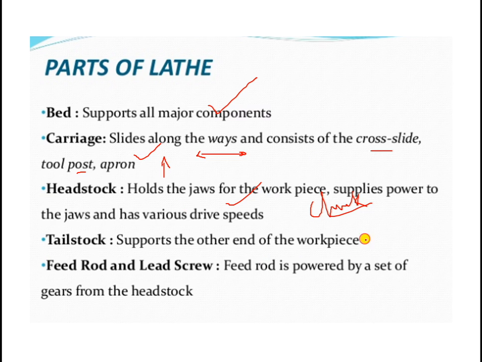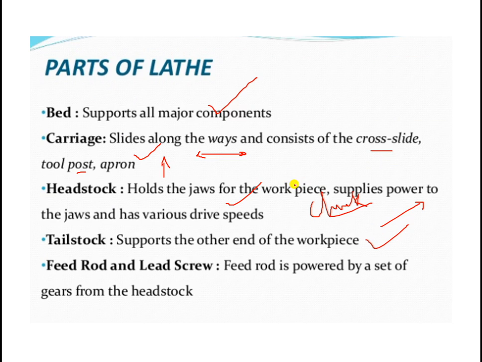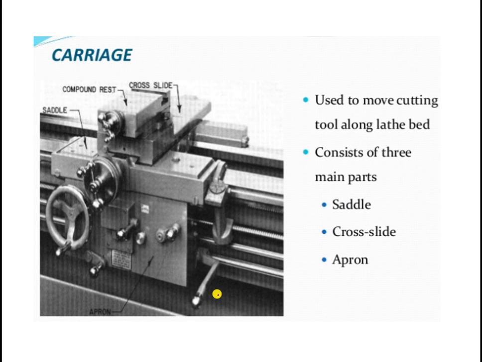Tailstock supports the other end of the workpiece. Another use of the tailstock is that you can mount any other tool here, like a drill bit, for doing the drilling operation with the help of the lathe machine. Feed rod and lead screw are powered by a set of gears from the headstock, which will be useful in gear cutting operations or in automatic operations of the lathe machines.